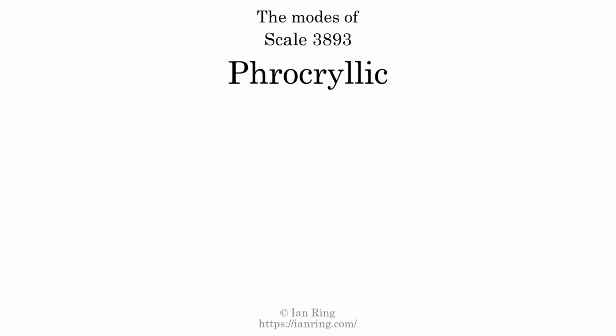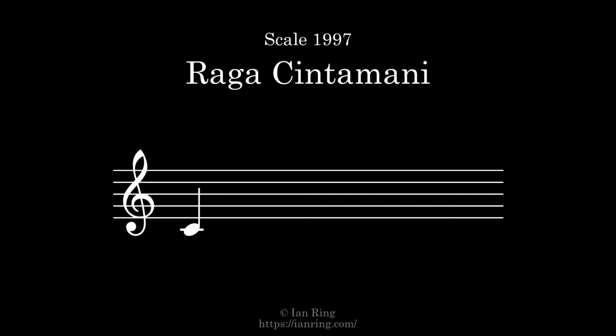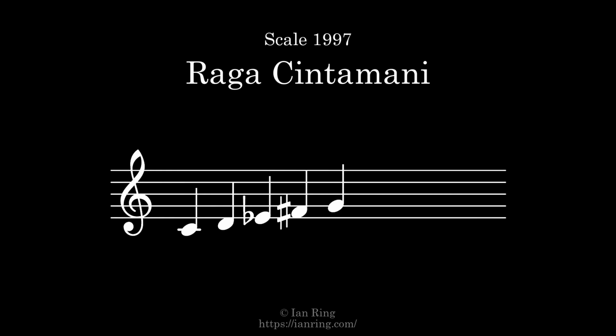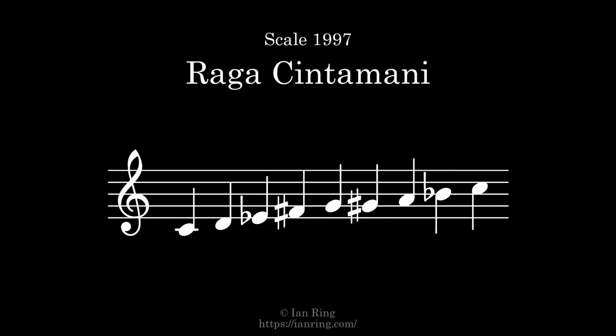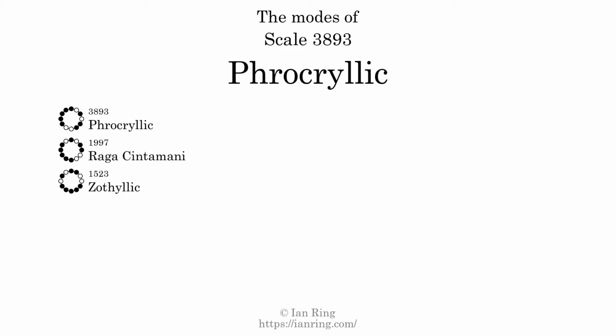This scale has 8 modes. The first mode is itself. The second mode is scale 1997, also known as Raga Sintamani. It sounds like this. The third mode is scale 1523, also known as Phrocryllic. It sounds like this.